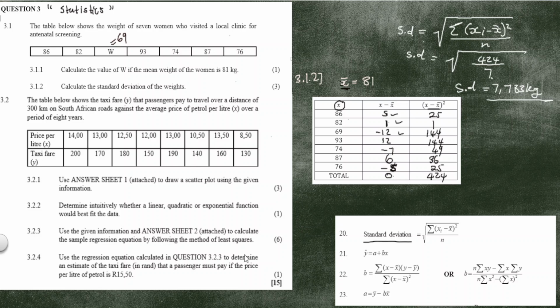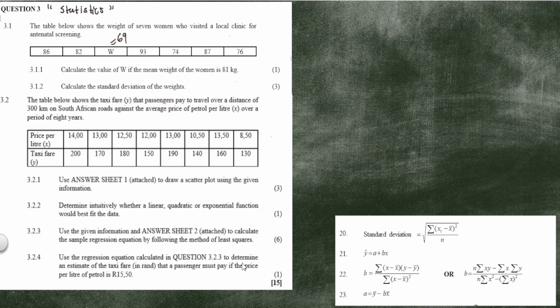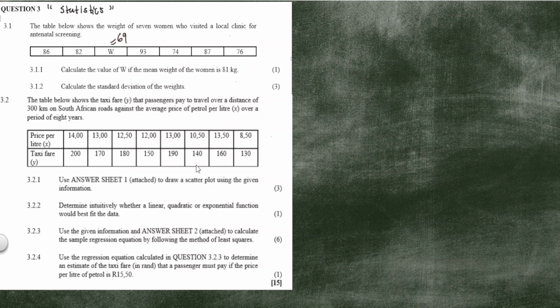All right, so let's get into the next question, which is about least squares regressions. Okay, the regression lines. So 3.2. The table below shows the taxi fare that passengers pay to travel over a distance of 300 kilometers on South African roads against the average price of petrol per liter, represented by X, over a period of 8 years. Let's understand what is actually happening.